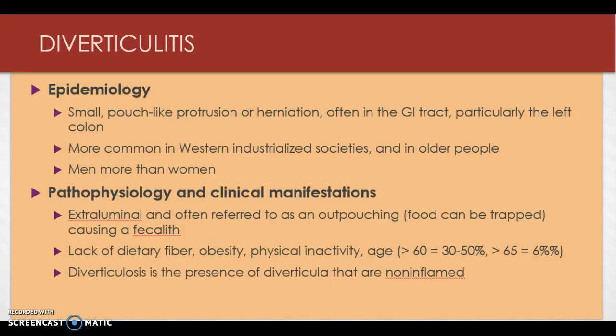You may also see in patients' charts the term diverticulosis. Diverticulosis is a situation where you've got these little outpouched areas, but they're not inflamed and not infected. If they're infected, then it's diverticulitis. And again, diet and age are a big issue. Lack of fiber, obesity, physical inactivity, and age greater than 60 or 65 puts people in the highest risk categories.